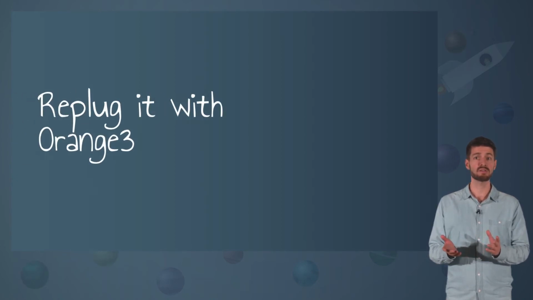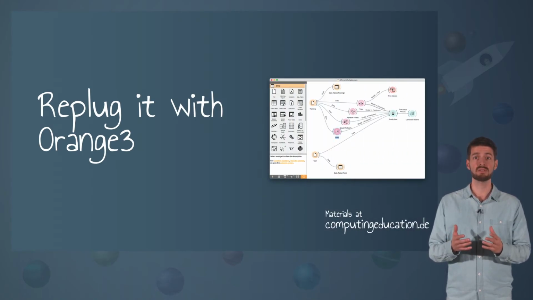We then can replug those activities, for example with Orange 3. Orange is a tool that allows you to train, see and use ML models without the need to code a program. Now you can use the examples that you've been working on in the unplugged versions to explore how those fancy algorithms work inside a computer. You can find more details on the material at computingeducation.de.